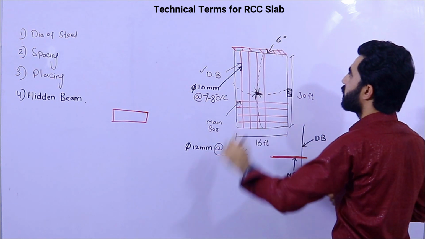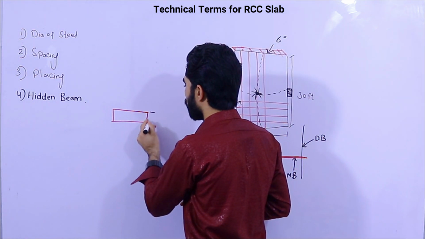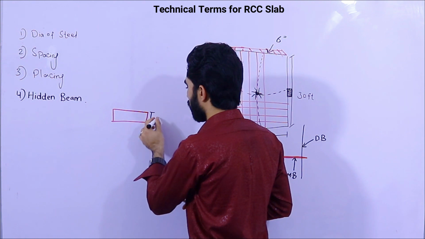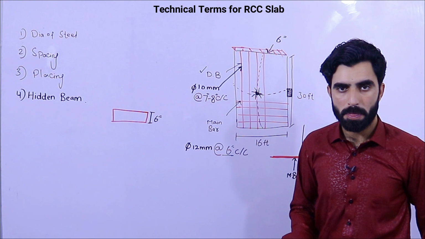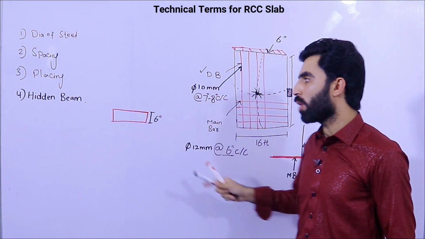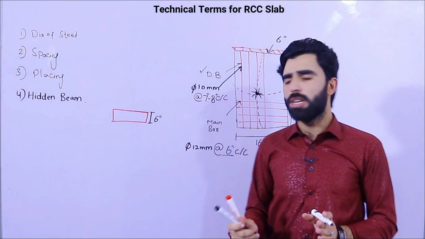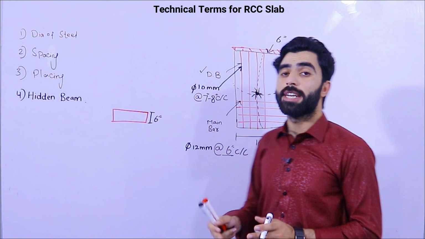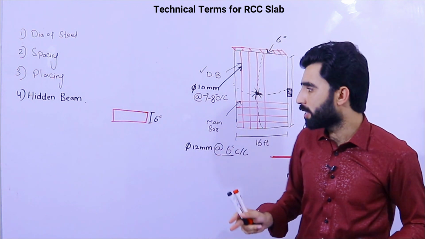If the thickness of the slab is 6 inches, the hidden beam thickness should also be 6 inches. This is the depth of the hidden beam, and we provide it where there is maximum space, especially in the TV lounge and living room, right?